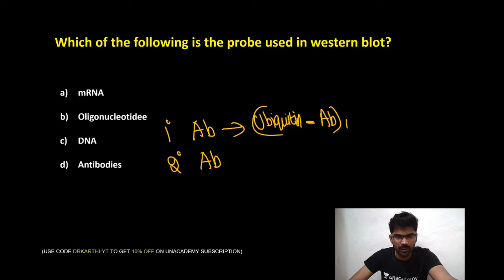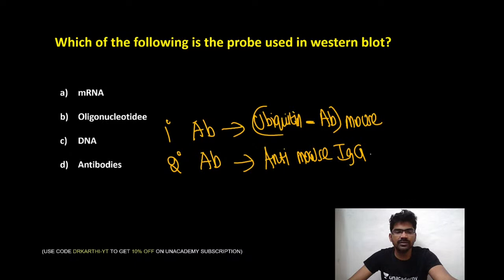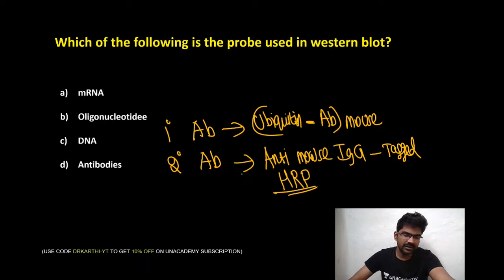Shaik Chatrabarti, welcome. You are correct. So now the secondary antibody will be anti-mouse IgG antibody. So it will be tagged. Most of the time it will be tagged with horseradish peroxidase, HRP. Tagged antibodies will be used. HRP is the enzyme.